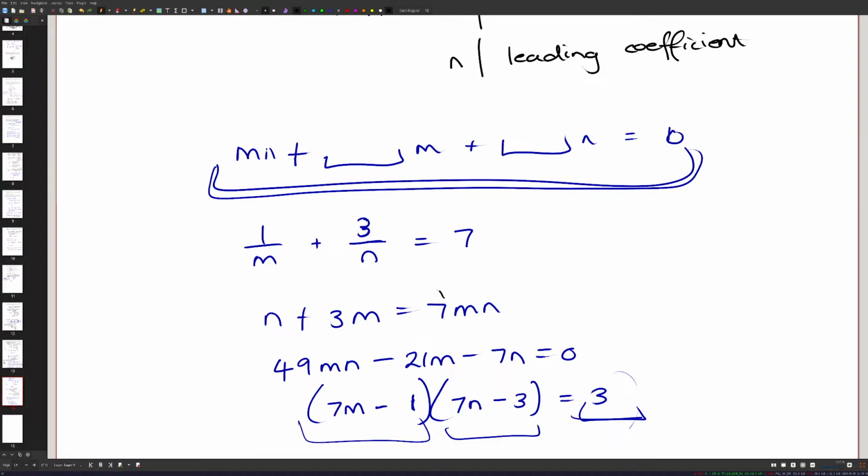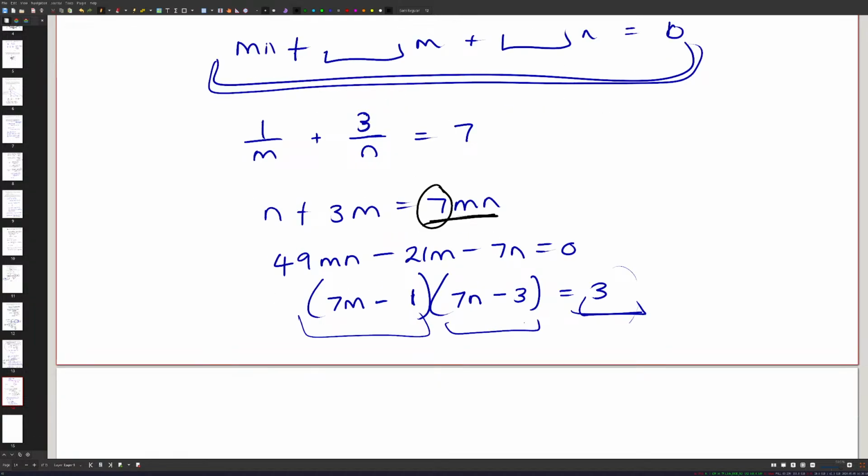It's always just useful to multiply by whatever this coefficient is, then this is guaranteed to be able to factorize. Whereas over here, I can't really do anything at the moment. If I had 7m minus something, n minus something, there's nothing I can pick there to make these coefficients. This would have to be a 1, but this would have to be a 3 over 7.